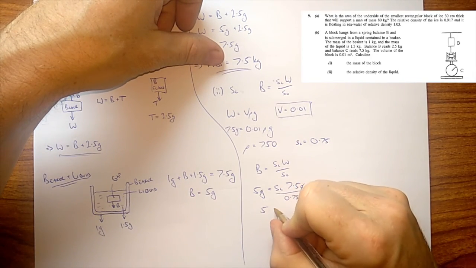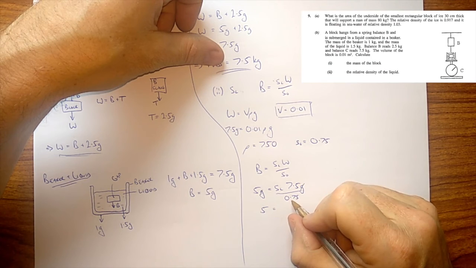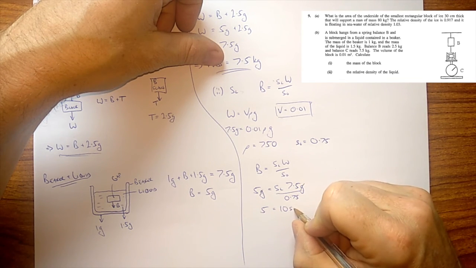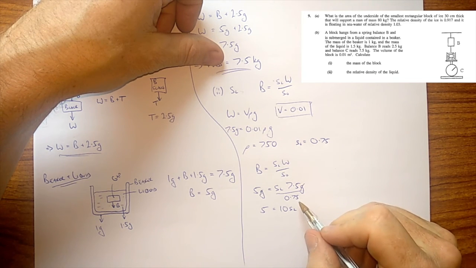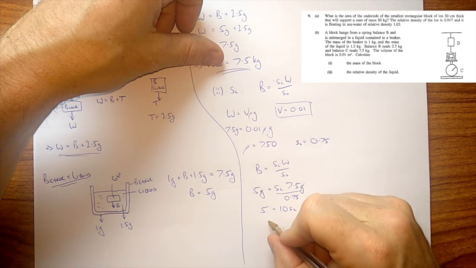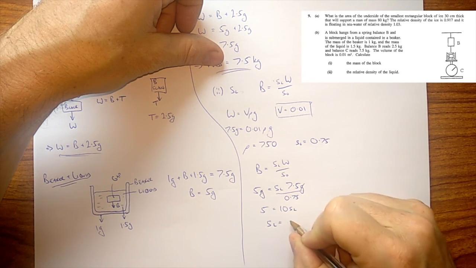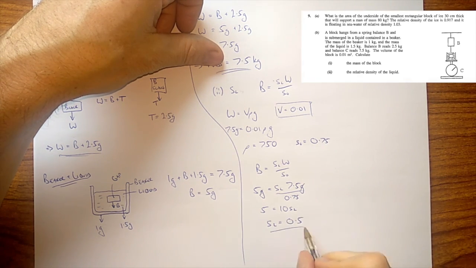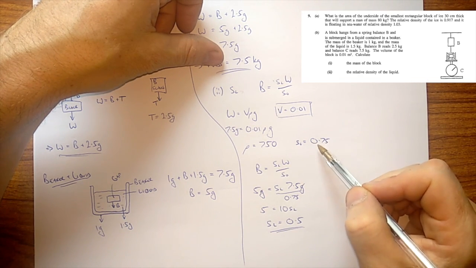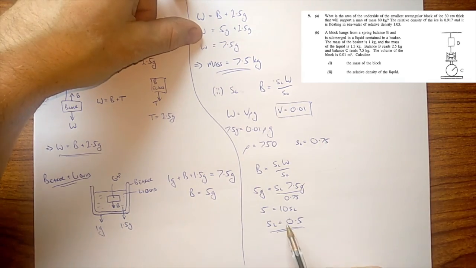So we know that 5 equals, and actually if you realize, if we tidy this all up a bit, that's just 10 SL. Stick it in a calculator if you're unsure about it, but 7.5 over 0.75 is just 10. So the specific density of the liquid is 0.5, which is just what I would have expected given the unusually low specific density of the object. And there we have it.